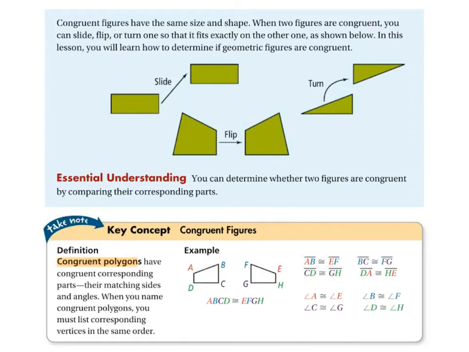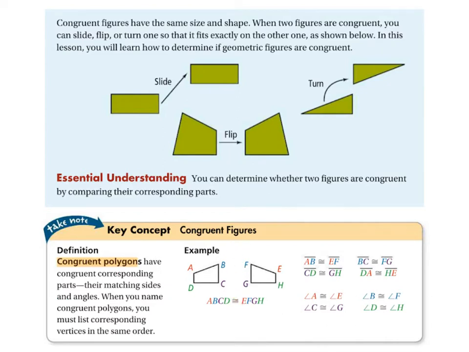Now, congruent polygons have congruent corresponding parts, meaning their matching sides and angles have the same length of measure or the same degree of measure, okay? When you name congruent polygons, you must list the corresponding vertices in the same order. So you can see how B goes with F, right? And A goes with E. You'd have to flip this kind of like across that line of reflection, okay?